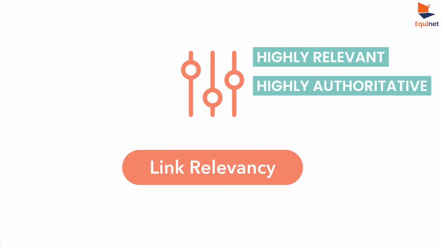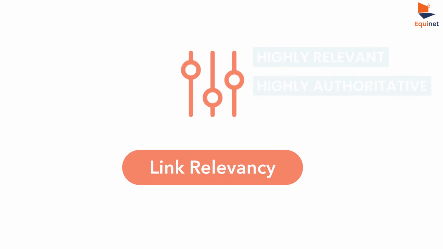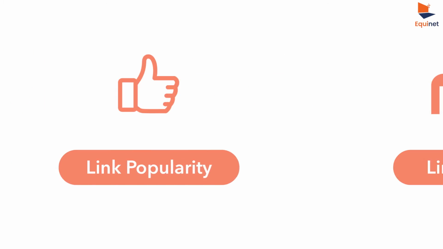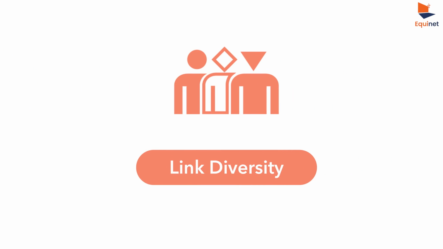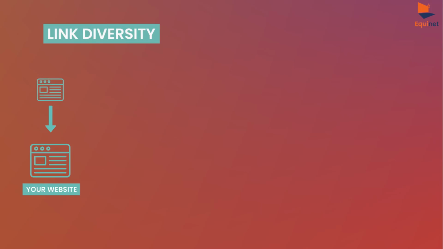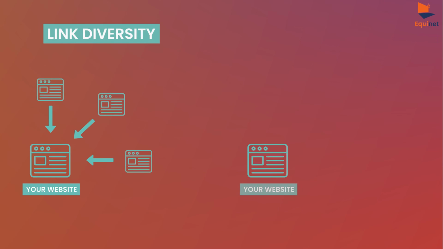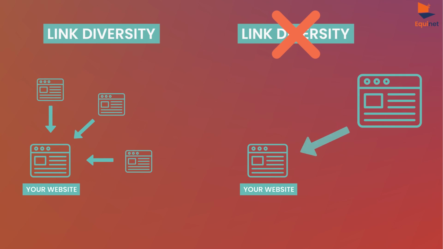So in summary, we want to get highly relevant links from highly authoritative web pages. We also want link diversity by getting a large number of unique websites linking to our website. Link diversity basically means having hundreds of websites linking back to you as opposed to hundreds of links from only one website source.